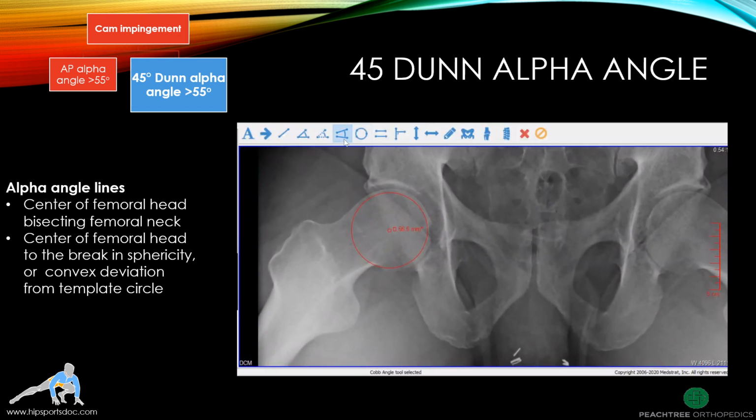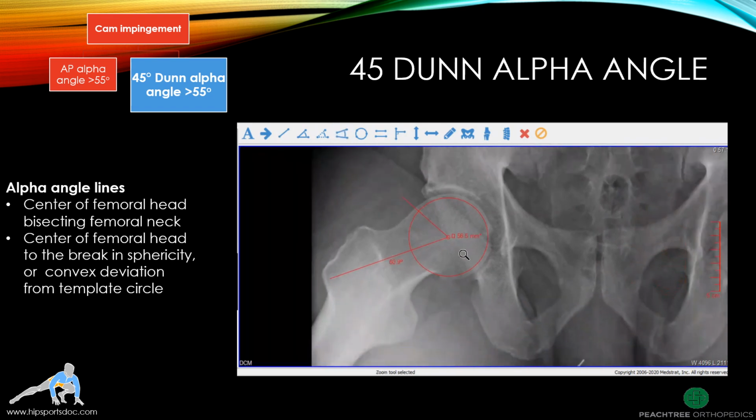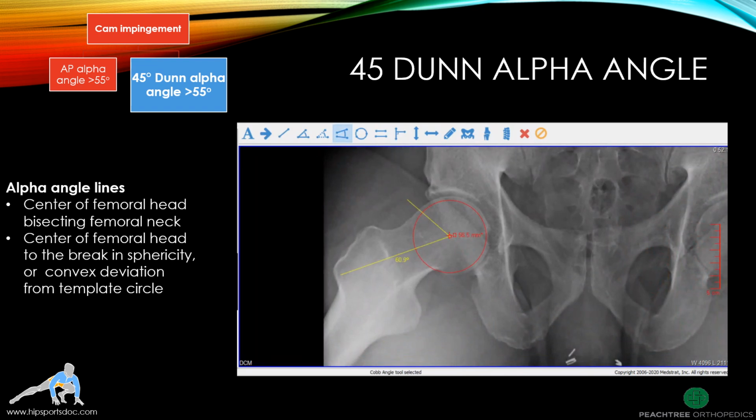The alpha angle on 45-degree Dunn view is measured similarly. We have a template circle, a line bisecting the femoral neck, and a line extending to where the femoral head breaks from our template circle in the superolateral aspect. This gives an angle of 60.9, suggesting cam impingement.